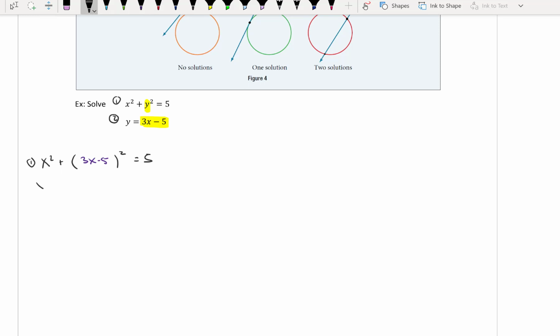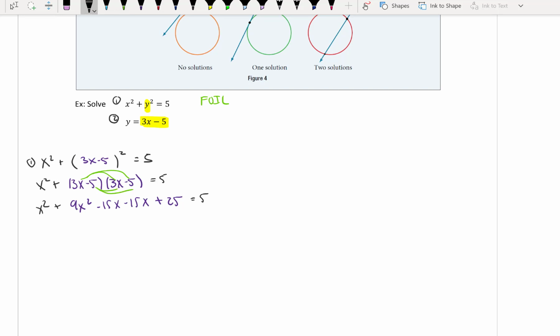So now I really have x squared plus 3x minus 5 times 3x minus 5 is equal to 5. I'm going to FOIL this out. When I FOIL this out, I will get 9x squared minus 15x minus 15x plus 25 is equal to 5. And remember, FOIL is your first, outer, inner, last.